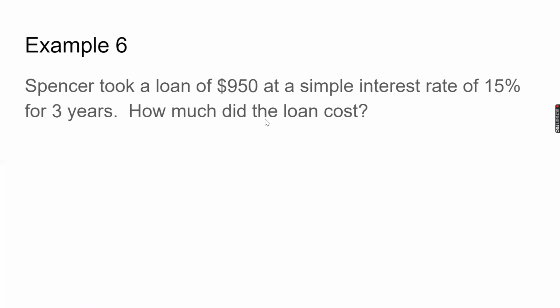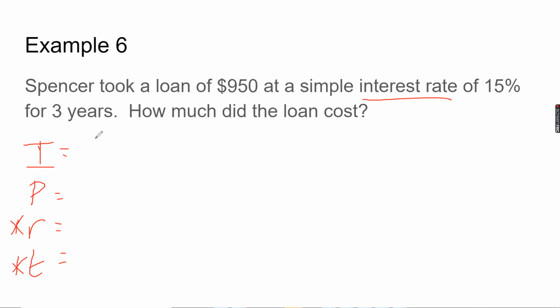So for this problem, we're going to start it off just like we did in the beginning with our variables on the left here. So I, P, R, T. Like I've said before, the easiest ones to identify are rate and time. So let's go ahead and do that first. Interest rate is 15%. So that's going to go right here. Remember, we have to make that into a decimal, so we're going to be using 0.15. Our time is the years. So we have 3 years. So our time is 3.